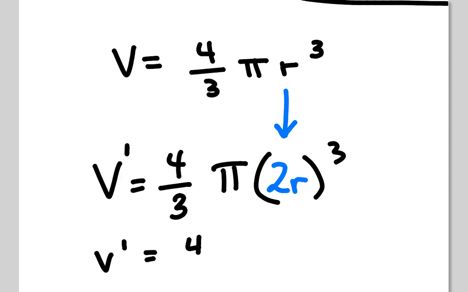Okay, now watch the algebra. 4/3 pi. Help me out. What's 2r cubed? What does this power 3 even mean? What does exponent mean? Repeated what? Good, repeated multiplication. 2r, 2r. How many times do I have to do this? 3 times. 2 times 2 times 2, 8. R times r times r. All right, so 2r cubed becomes 8r cubed.